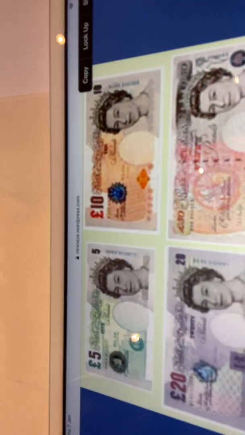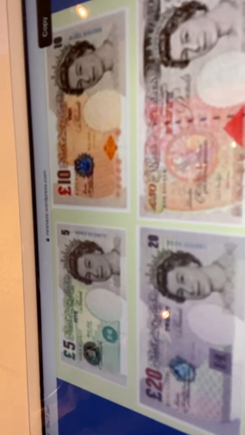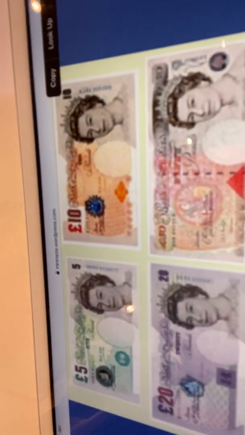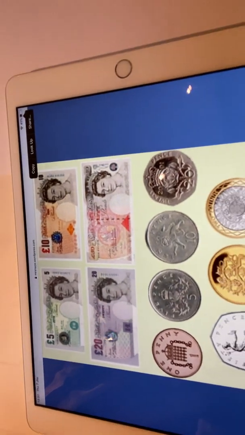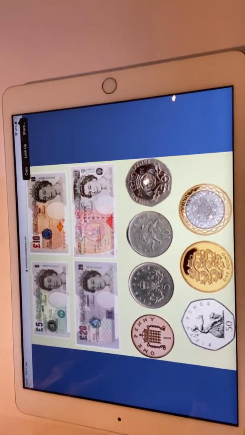We're going to change our focus to money. So the first thing that I want to draw your attention to is the different coins that we have in our money system. So I'm going to show you a picture. We've got a £10 note, a £5 note, a £20 note and a £50 note. Now they're the different notes that we can use. And then if I zoom out, you can see the different coins.